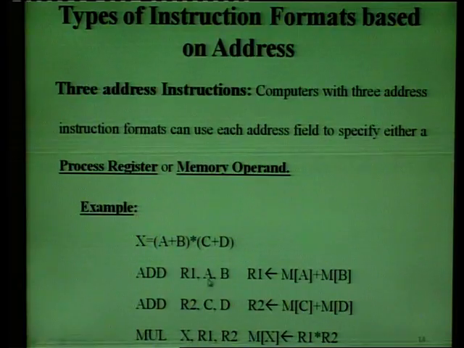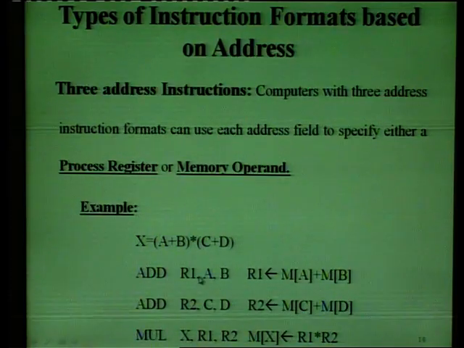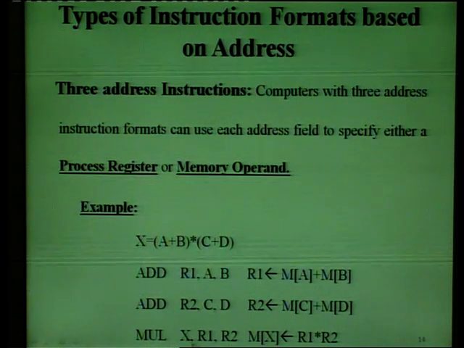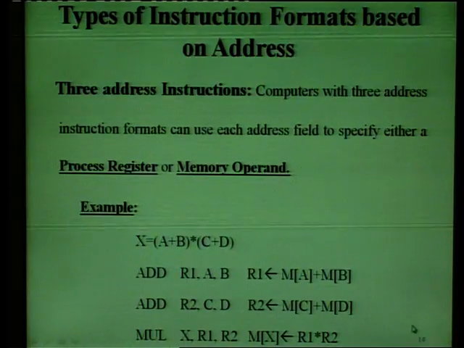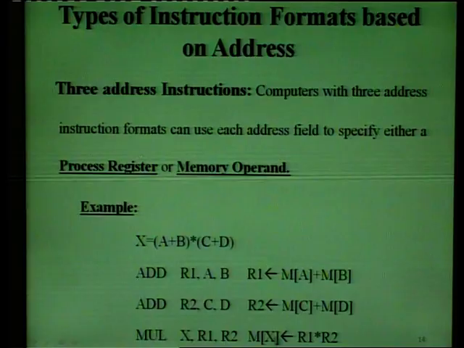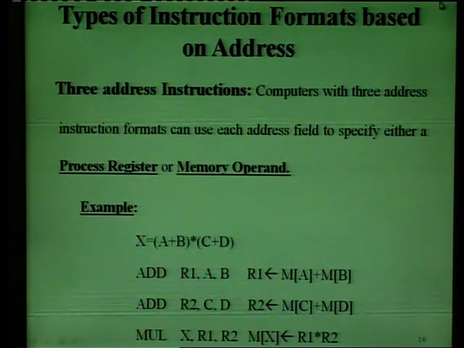Then again multiply R1 and R2. Multiply both registers R1 and R2 and store the result in the register X in this format. After the processing, the registers' multiplication is stored in the memory, that is in the X register.